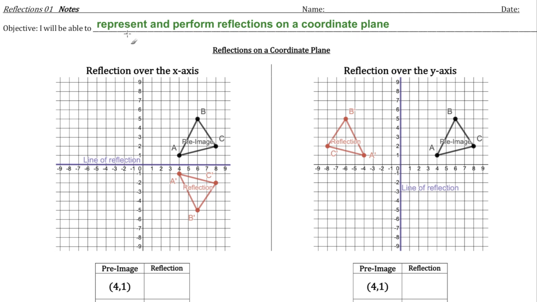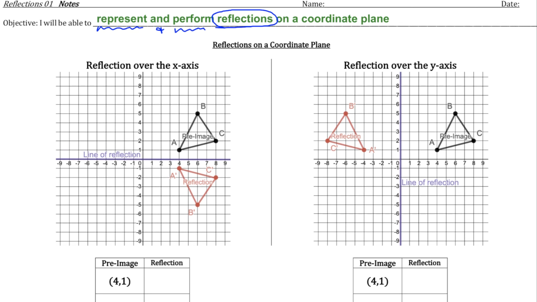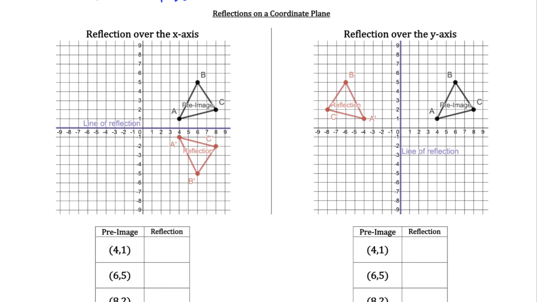So in this lesson, we are going to represent and perform reflections on a coordinate plane. Before we do that, we should probably talk about what a reflection is. A reflection is just a flip. Like when you see your reflection in the mirror, it's backwards, it's flipped. It's different than what it was, but in a very backward sort of way, right?